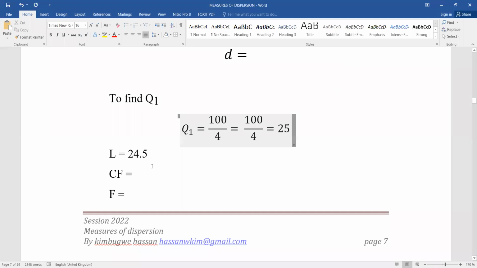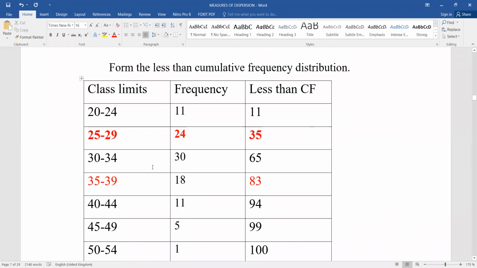What is the cumulative before? I can see Elizabeth and Chris contributing. 11 is correct. The cumulative frequency before the class is 11. What is the frequency of the class? The frequency of the class is 24.